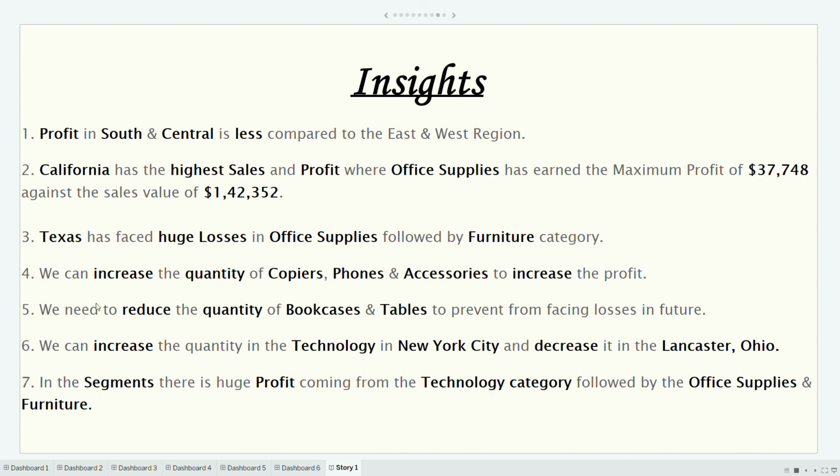So here we can increase the quantity of copiers, phones, and accessories to increase the profit overall. And we need to reduce the quantity of bookcases and tables to prevent losses in future. For New York City, we can increase the quantity in the technology category and decrease it in the Lancaster, Ohio city. In the segments, you can see there is a huge profit coming from the technology category, followed by office supplies and furniture.